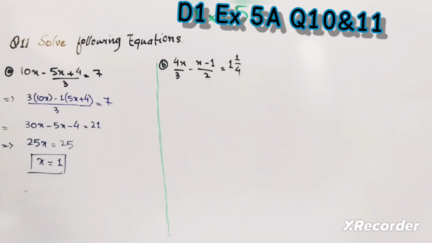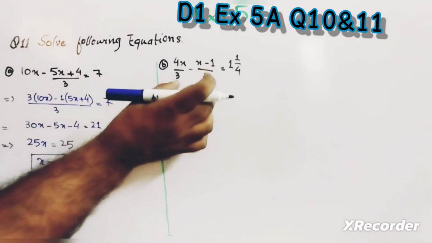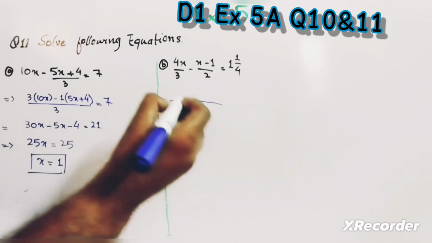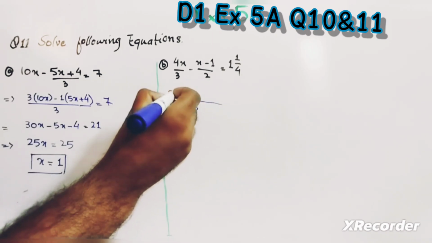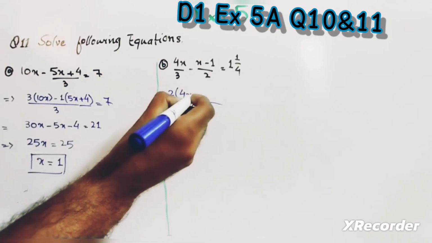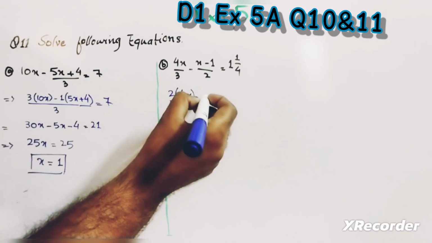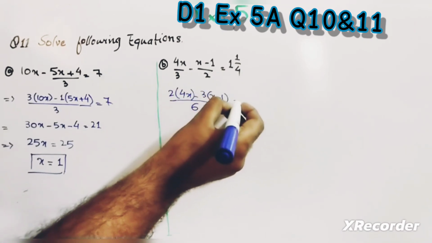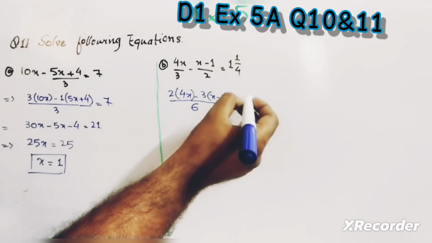Part B, 4x upon 3 minus x minus 1 upon 2 is equal to 1 whole 1 upon 4. Now by taking the LCM of 3 and 2 we get 6. So 2 times 4x minus 3 times x minus 1 is equal to 5 upon 4.